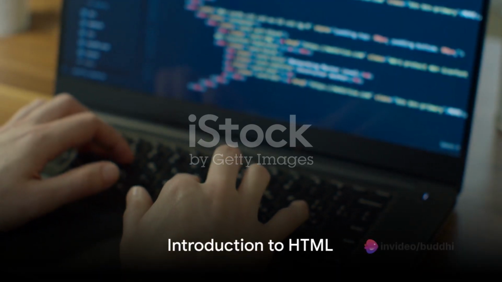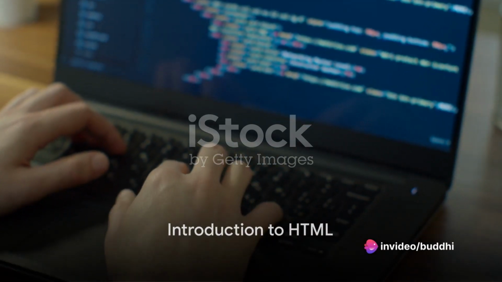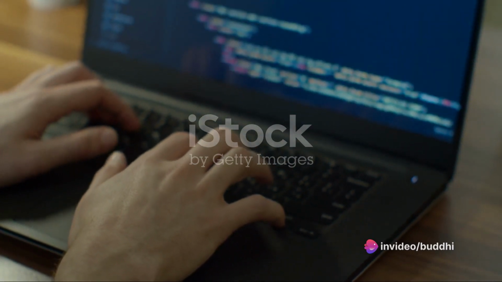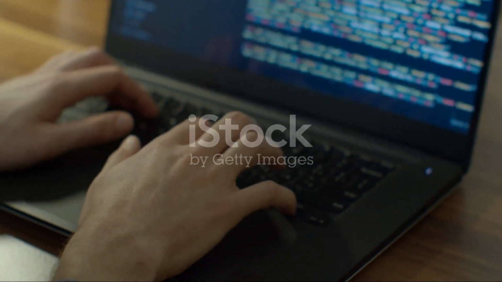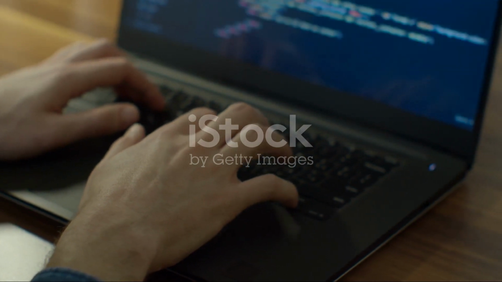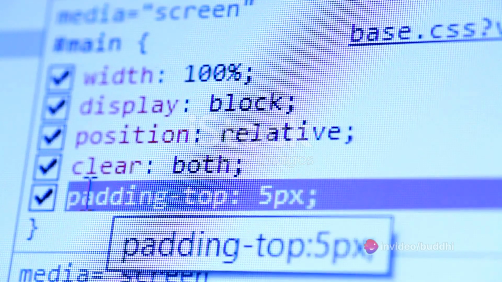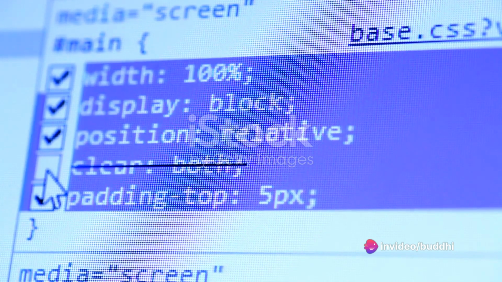Have you ever wondered how web pages are created? How the digital world we interact with daily is built? The secret lies in a language that isn't spoken but written. It's called HTML, or Hypertext Markup Language. HTML is the standard markup language used to build web pages.